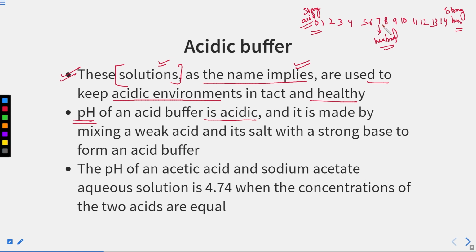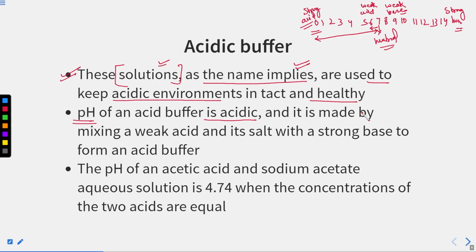And if you see here, 7 is the neutral. Then you start moving to here, it will be slightly acidic, a weak acid. And from 7.1, 7.2 it will be a weak base. Okay, so the pH of an acidic buffer is acidic. It means that the pH of an acidic buffer should be less than 7.